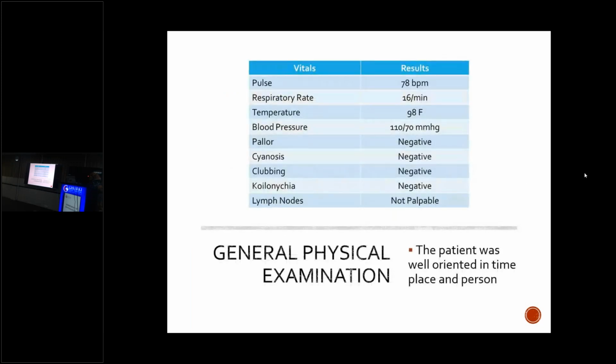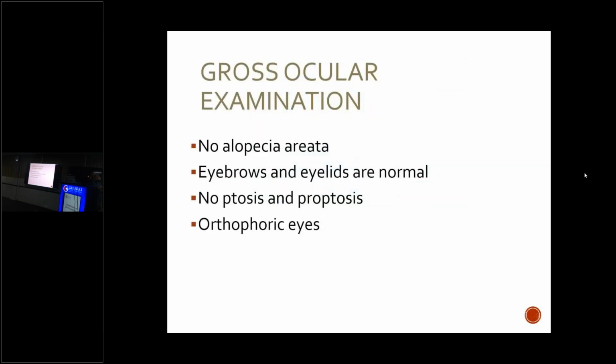Continuing our clinical examination, patient was well-oriented with time, place, and person, and general physical examination was normal. On gross ocular examination, patient doesn't have alopecia areata. Eyebrows and eyelids were normal. There was no ptosis, no proptosis, and eyes were orthophoric.